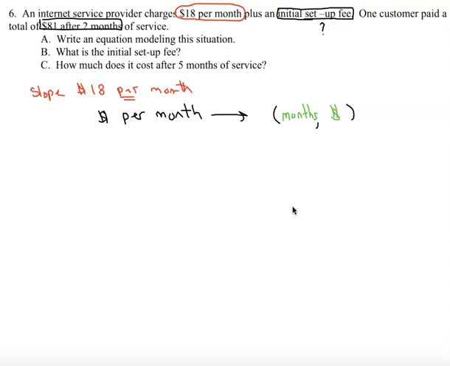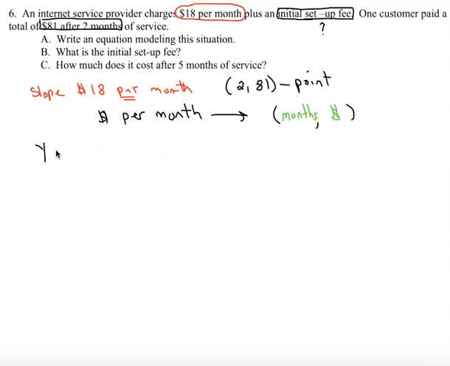Okay, so there's a coordinate. What's the coordinate that's given there? $81 after 2 months of service. Is that 81, 2 or 2, 81? Yep, 2, 81. Perfect. So you have a slope of $18 per month, and you have a point of 2, 81. Well, if you have a slope and a point, then we're going to go to point slope form.